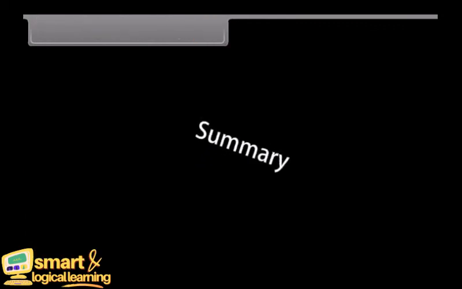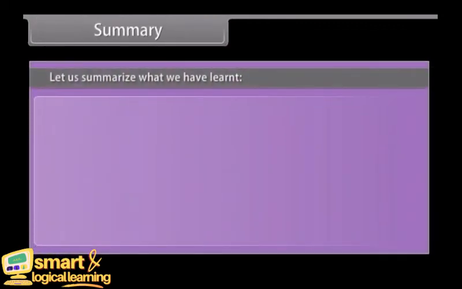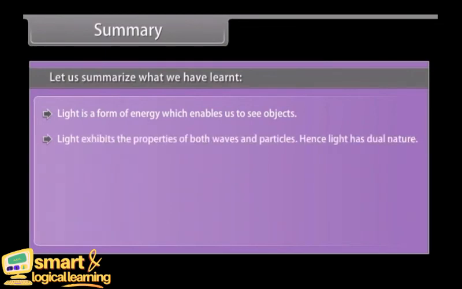Summary. Let us summarize what you have learned. Light is a form of energy which enables us to see objects. Light exhibits the properties of both waves and particles. Hence, light has dual nature.